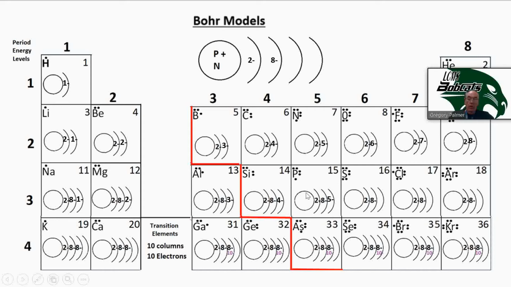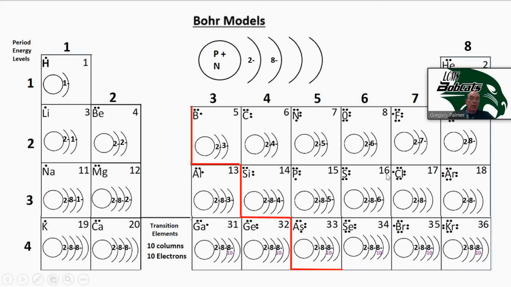Phosphorus should have 1 more electron. It does. And it has a total of 15 electrons. 2 plus 8 plus 5 is 15. It has 15 negatives. It has an atomic number of 15, so it's 15 positive protons. 5 valence electrons are represented by the 5 dots.